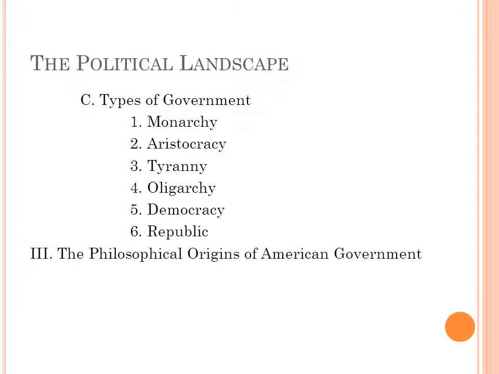Now let's look at the philosophical origins of American government. These guys didn't just come up with it. It was a long time coming. People were thinking about government since there was a government. So our framers studied those writings and they came up with the ideas we have today. So let's look at where they got these ideas from, starting with the Reformation and the Enlightenment.